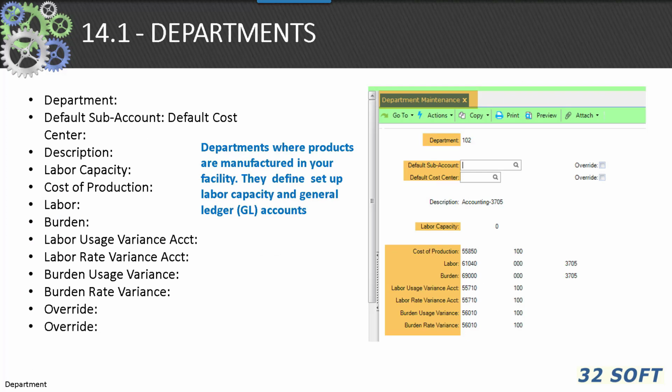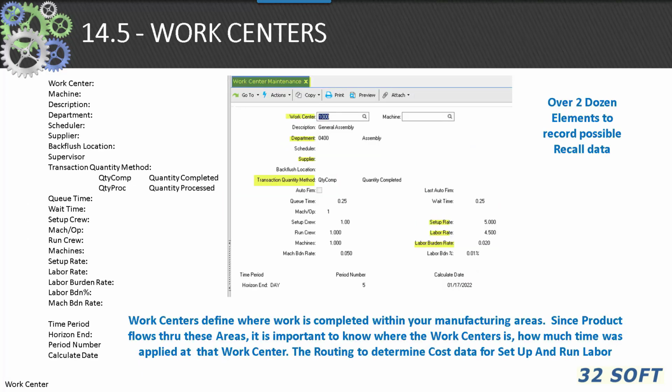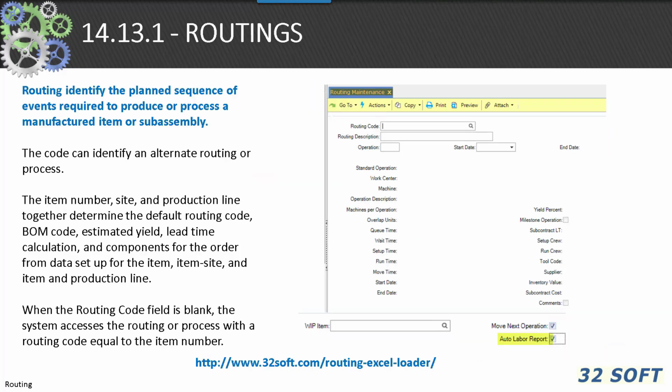Departments say, where did I manufacture this part and how much did it cost me to do that? Work centers are where you actually consume both material and labor for work orders so that you can get the information for recalls and data retrieval.